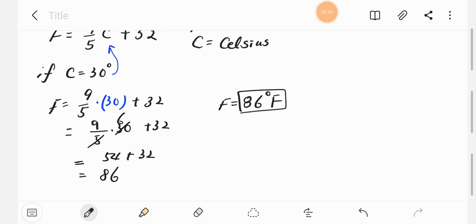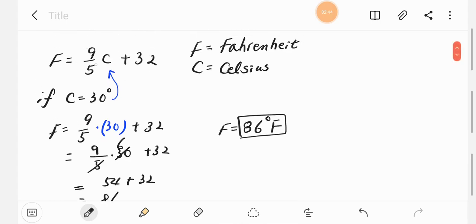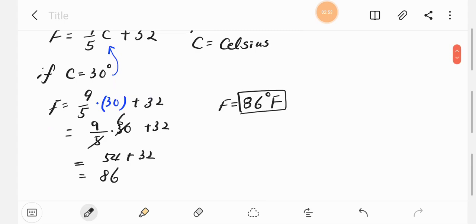So this is an equation. The equation has two variables, in this case F and C. If C is given, then calculate the expression on the right side, and that is the value of F. So this is an example of a linear equation in two variables.